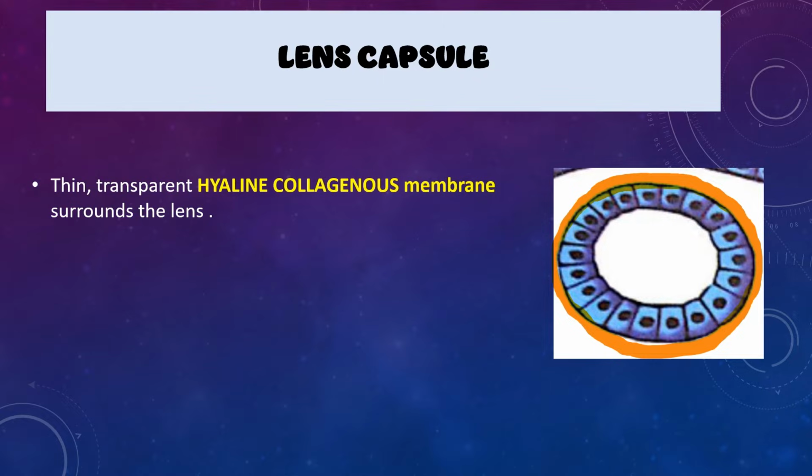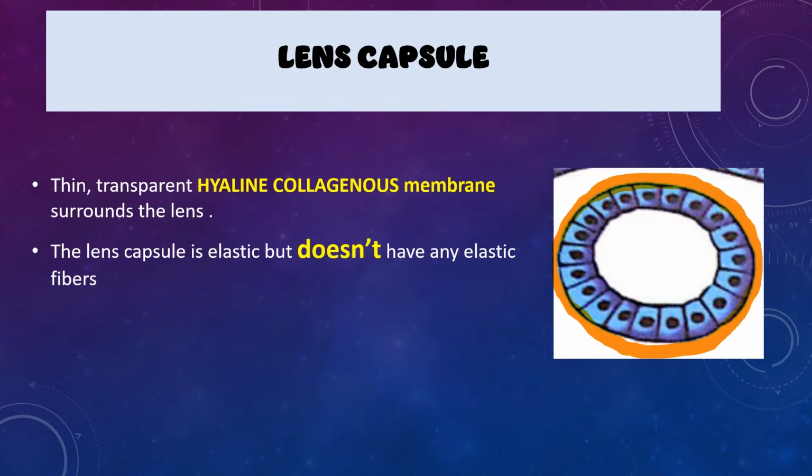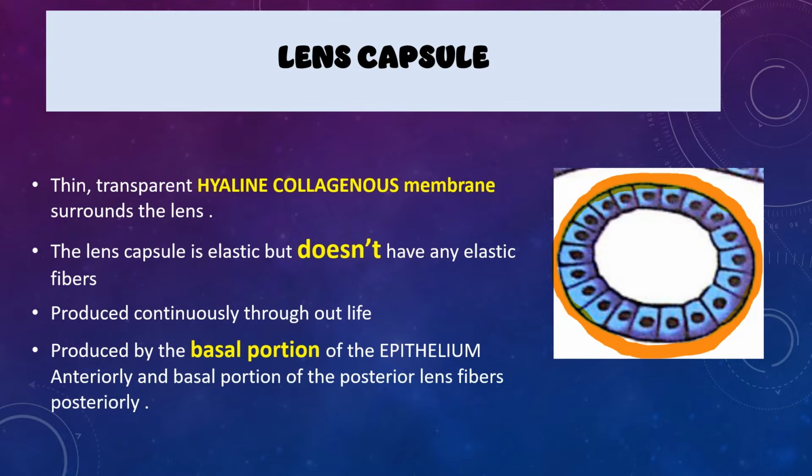So lens capsule is a thin, transparent, hyaline, collagenous membrane which is surrounding the lens. Now, although it does not contain any elastic fibers, it is highly elastic. That's important. It is produced throughout the life. So that is also one more important point. And if you see, it is produced by the basal portion. That means this one, the outer part, is called the basal portion.